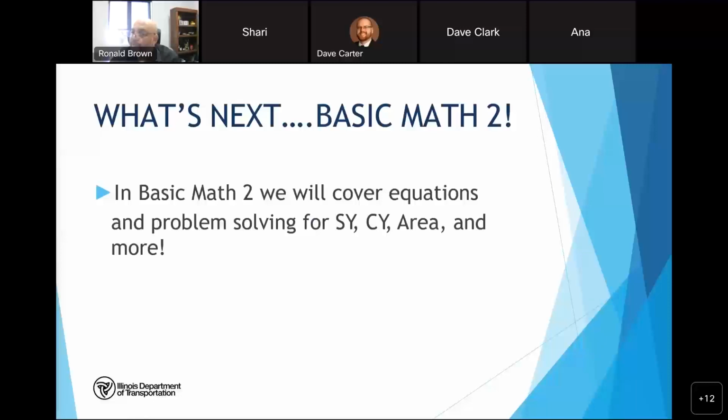You for what's included in Basic Math 2. We'll cover equations and problem solving for square yard, cubic yard, area, and more. We'll definitely get more into stationing and how that works on a typical construction project and how you can utilize that when you're calculating material or looking into bidding. So we'll invite everybody to join us for Basic Math 2.